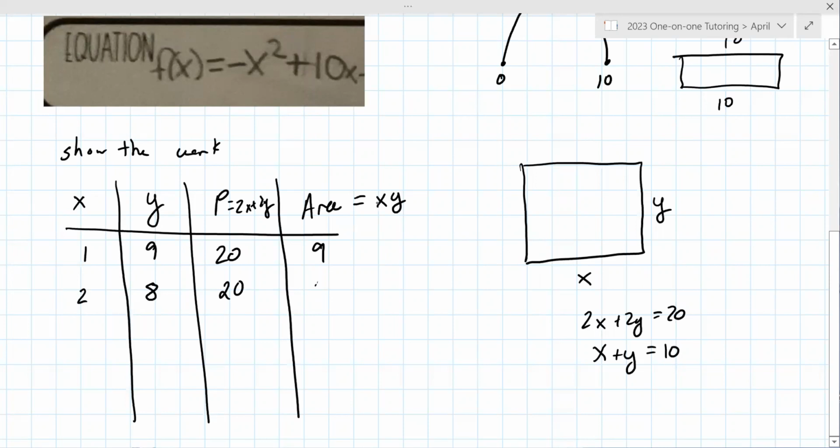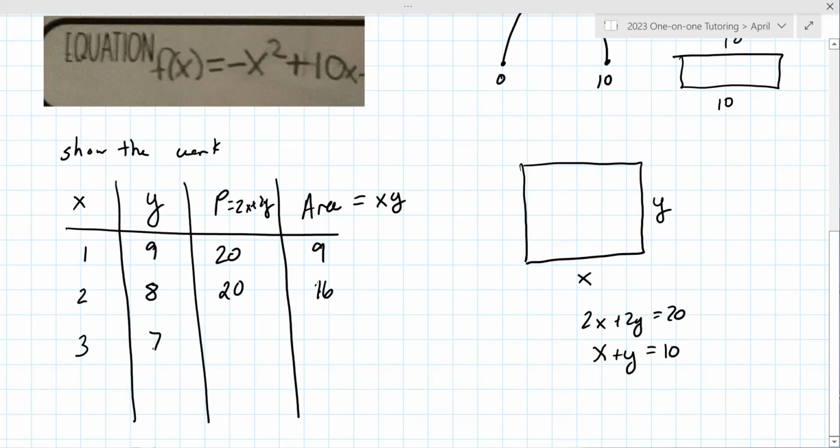X times Y, so that would be 16. Okay. So if you wanted to get the smallest garden possible, you would use 9. There might be a reason for that. I don't know, but let's keep going here.